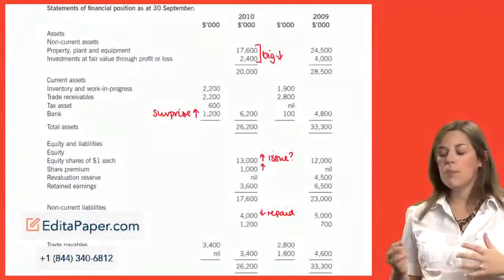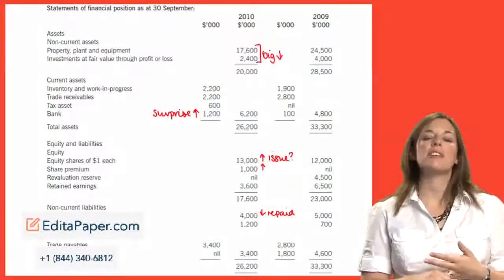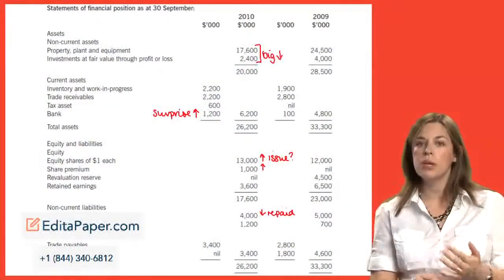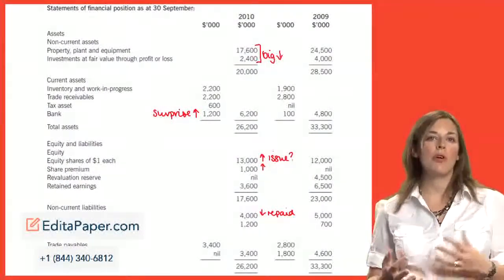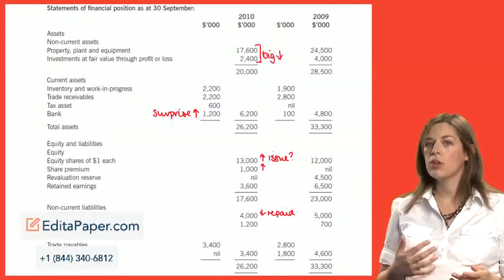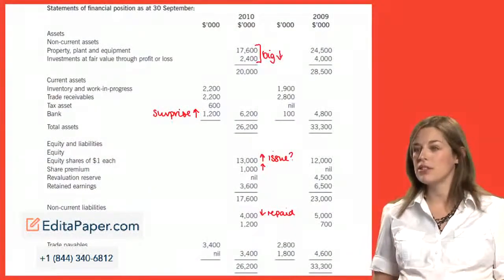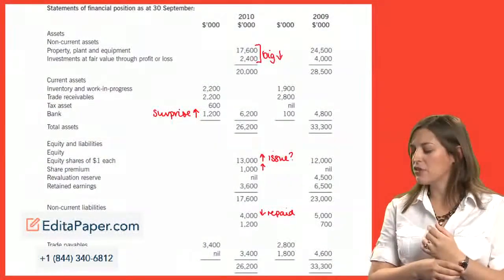Well, I can see there's been a big fall in their non-current assets. Both the PPE and their investments have fallen in value. Now, that could be because of maybe a disposal. Maybe they've decided to sell some stuff to generate some cash, or maybe we've got an impairment issue. So again, thinking about what it is that I might want to discuss in my question.